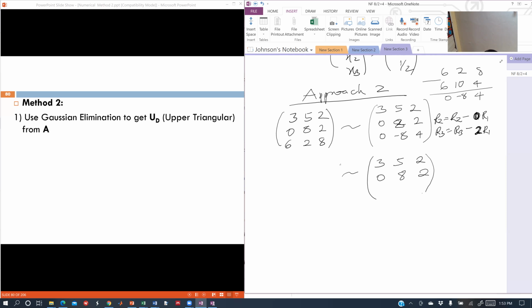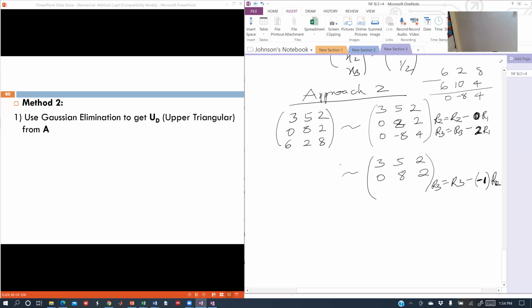Sorry, the pivot is 8, and I need the Gaussian factor to eliminate that one. So row 3 is going to be the old row 3 minus, what is the Gaussian factor now? Negative 8 divided by 8, and that is negative 1. Row 2. So negative 1, row 2.